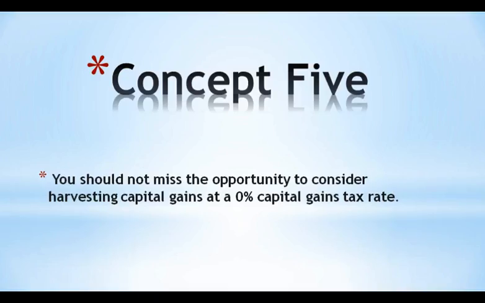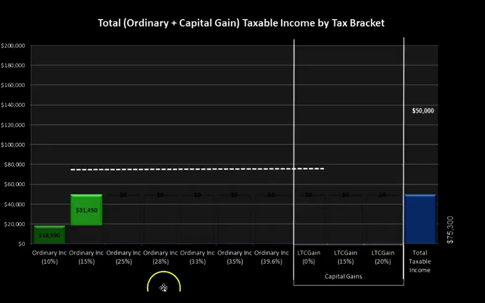The next concept is you never want to miss the opportunity to consider harvesting capital gains at a 0% capital gains tax rate. But, as we just saw, it's complicated. You must know how much ordinary income you will have for the year in order to determine how much capital gains to harvest. The problem is most individuals can't calculate their amount of ordinary income, because it really requires calculating your entire tax return during the tax year. And most professionals don't calculate it.